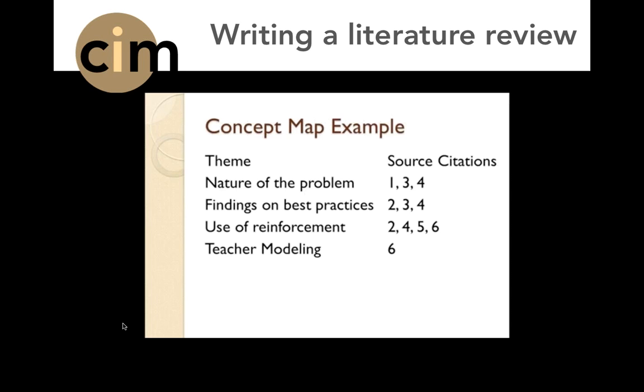In that first paragraph on the nature of the problem, I'm going to cite my source 1, my source 3, and source 4. In my second paragraph, when I'm talking about best practices around this problem, I'm going to cite source 2, source 3, and source 4 again, and so on.